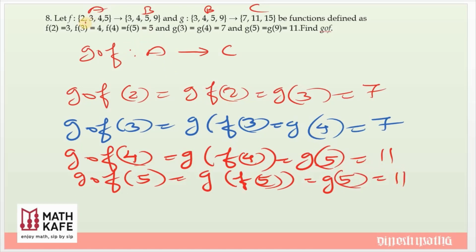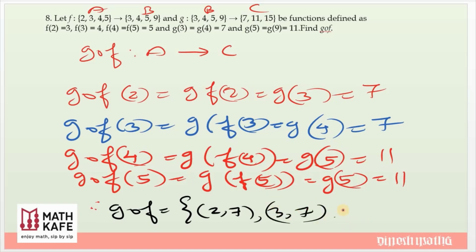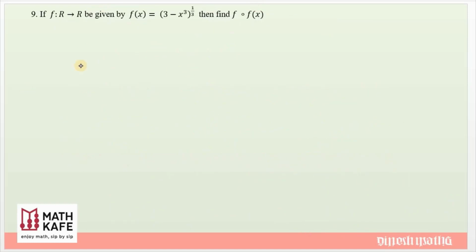All the elements 2, 3, 4, 5 from set A have been taken, and all the outputs 7 and 11 are already in the set C, so this function is well defined. The final answer is g composition f equal to {(2, 7), (3, 7), (4, 11), (5, 11)}. That's our final answer. Let us see another question.